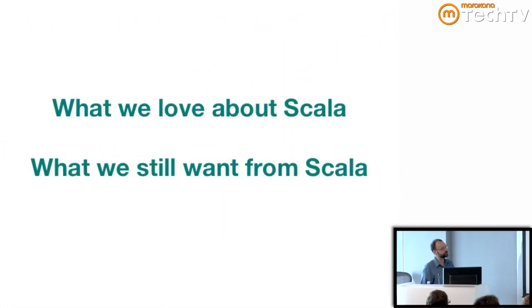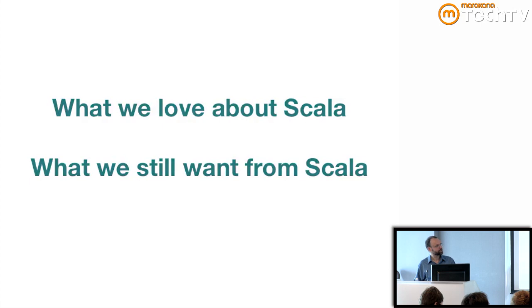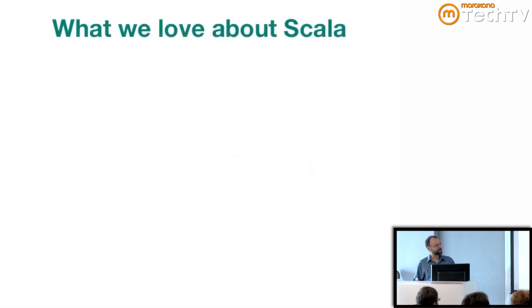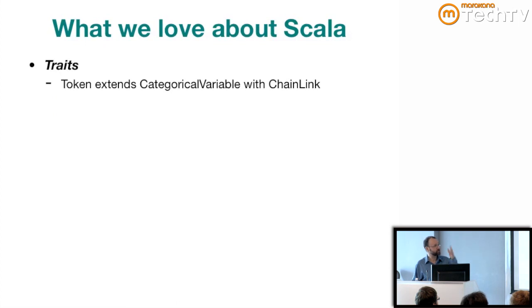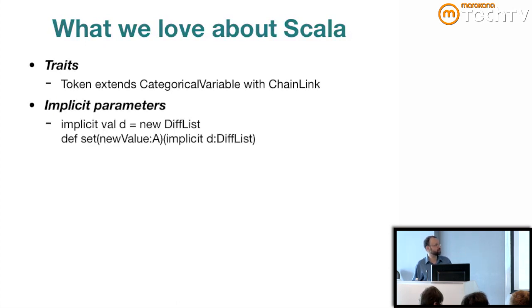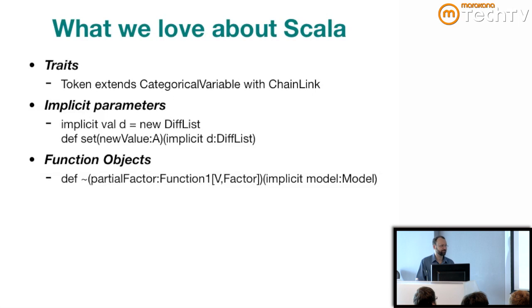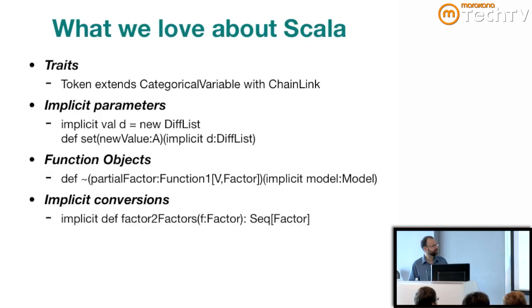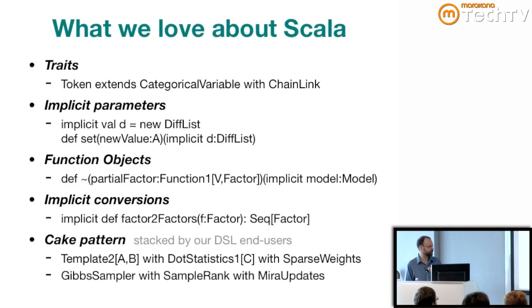OK, so I'll just conclude with a couple of points. What we love about Scala is not going to be any surprise. It's just the same things that you love. We've made extensive use of traits, and it's been a big win for us. We also use implicit parameters, say, to automatically pass in diff list arguments. We've made a lot of use of function arguments, say, to capture closures for partially built factors that still need more information to finally create them, and you get that information later. We've used implicit conversions and the cake pattern in a number of places.